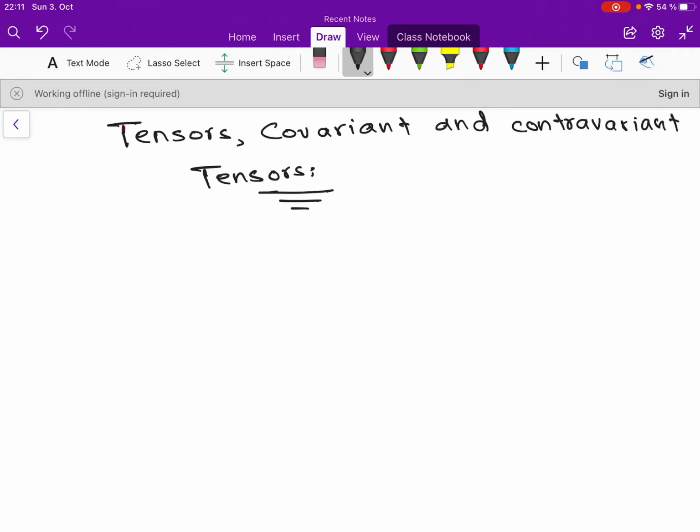So in this lecture we are going to discuss tensors, covariant and contravariant tensors. So we will define tensors at the end of this lecture because it will become difficult to understand tensors without discussing some examples of them before going into its definition. So first of all we will discuss change of basis of a vector space.